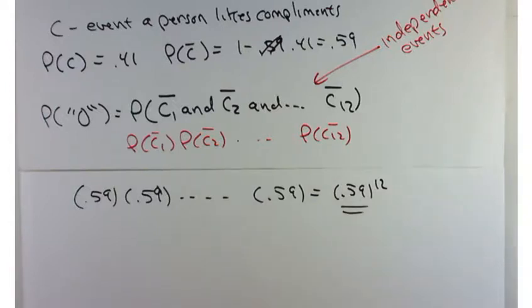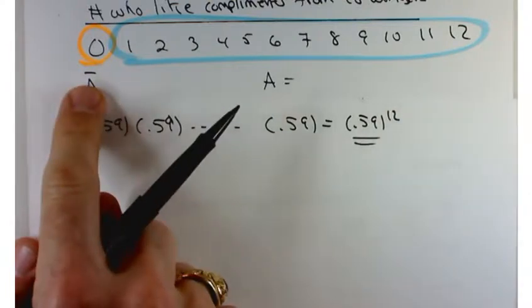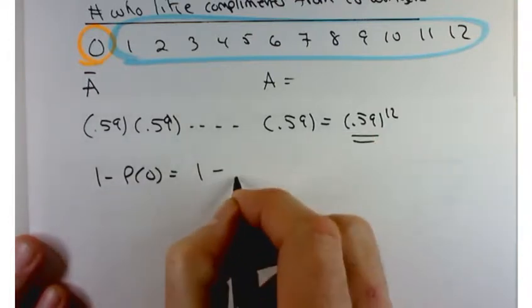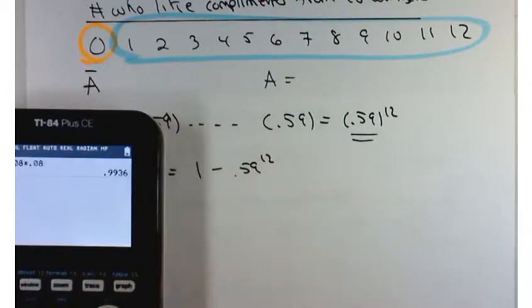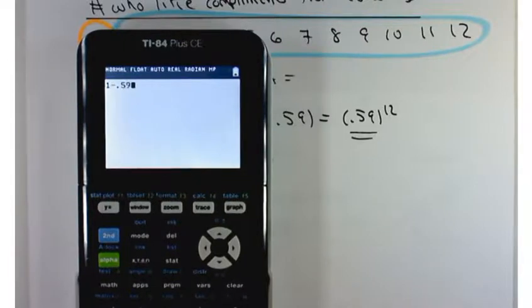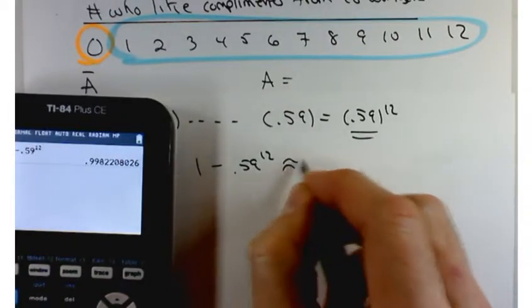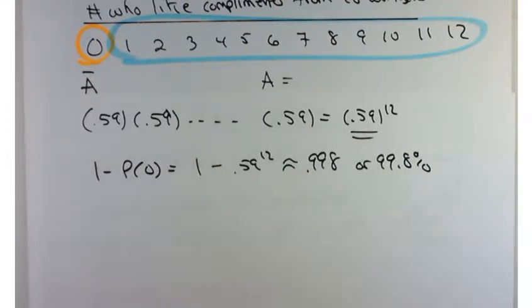Our overall goal was to find the probability that at least one person out of the 12 likes getting compliments from workers. So that probability of at least one was 1 minus the probability of 0, which is 1 minus 0.59 to the 12th. Like I said, this is going to be a really small probability, so this should be close to 1. So 1 minus 0.59 raised to the 12th is about a 99.8% chance. So it's very likely that there's going to be at least somebody who likes getting compliments at work.